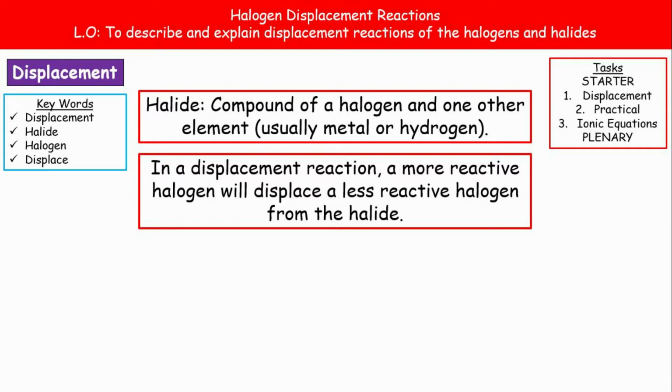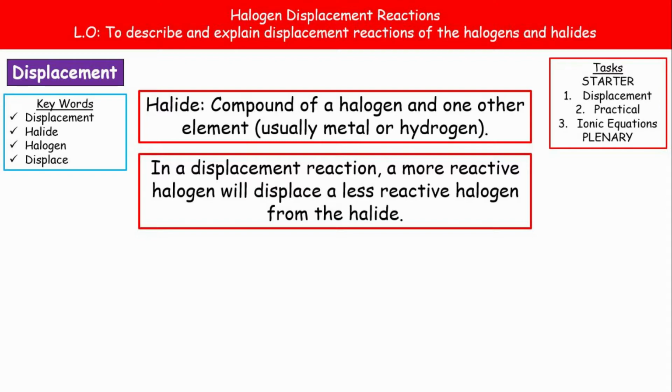Before we go any further in today's lesson, what we need to know is a very important definition, and that's for the word halide. Whenever we talk about a halide, that is a compound of a halogen and one other element, and usually that other element is a metal or it's hydrogen. So anytime we see the word halide, we're talking about a compound of a halogen with one other element.